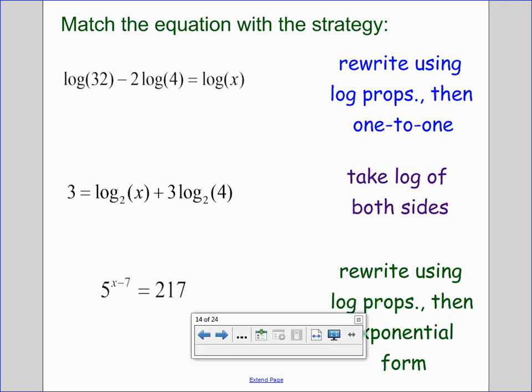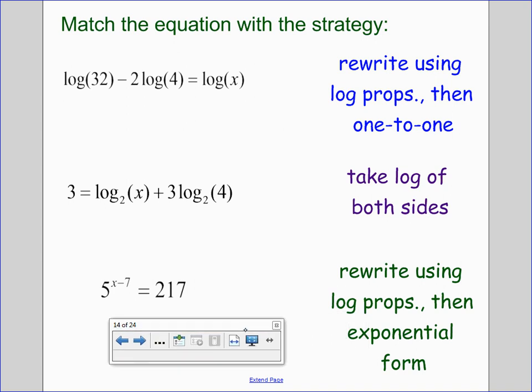Logs on one side or both sides? Logs on both sides. So go ahead and match now with your partner which strategy is going to work, now that we did one. Be ready to share. 1-to-1. Okay, what strategy for the first one then? For the first one, Will and Dakota?